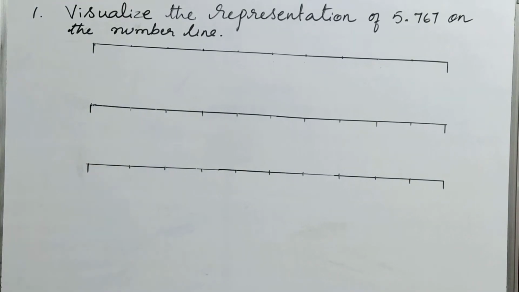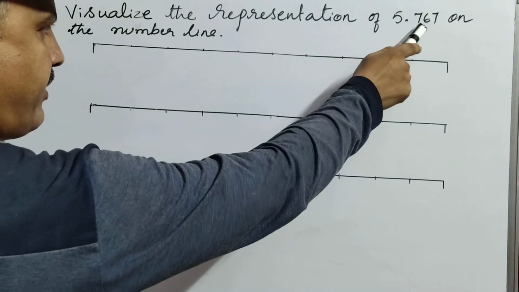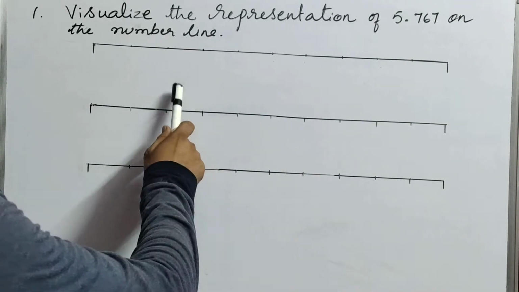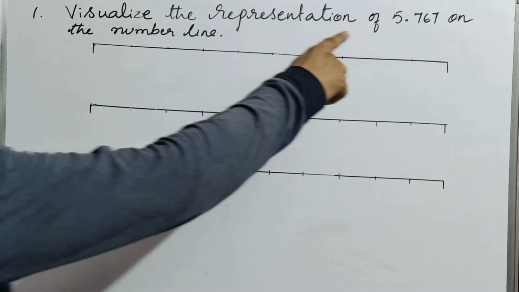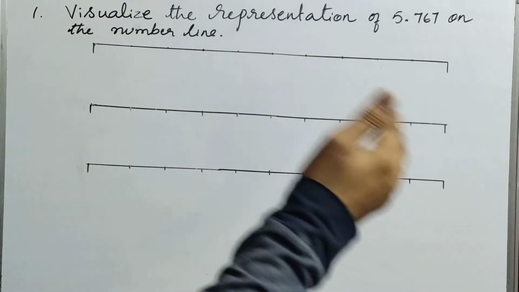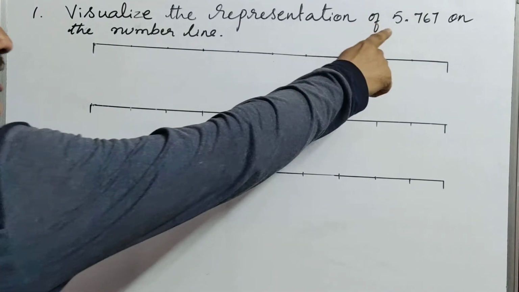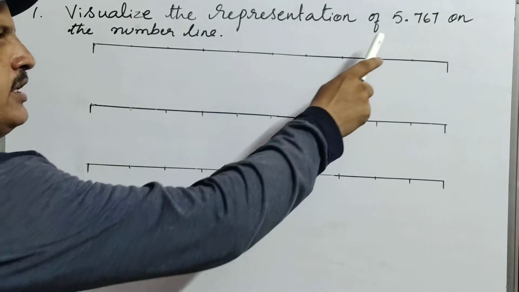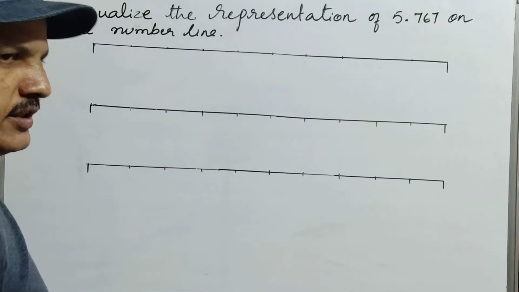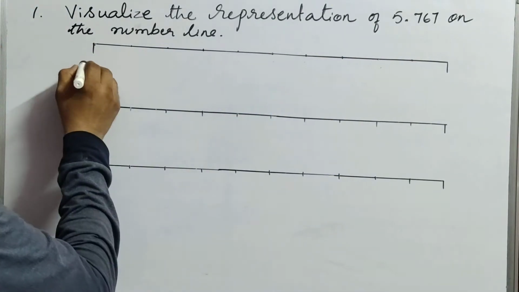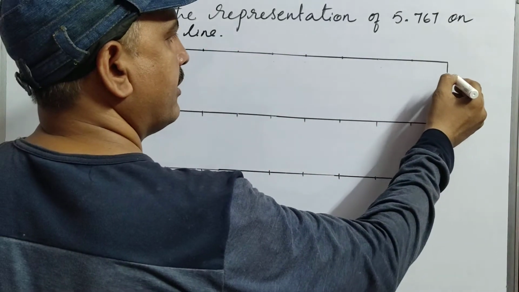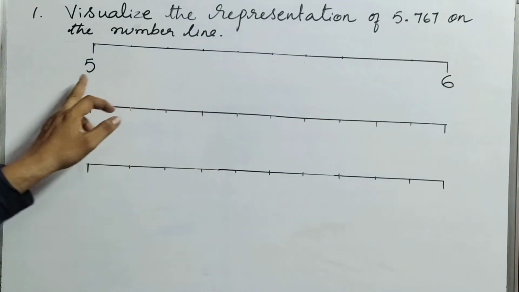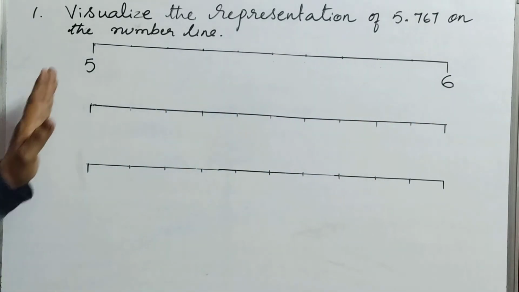Okay. Now here, see 5.76. This one you have to show on the number line. How we have to show? See, 5.76 is nothing but it is more than 5 and less than 6. That means what you understand? It lies between 5 and 6. So write here 5 and at the end you write 6. That means you have to write 5.76 lies between 5 and 6. Write like this, this starting and ending.